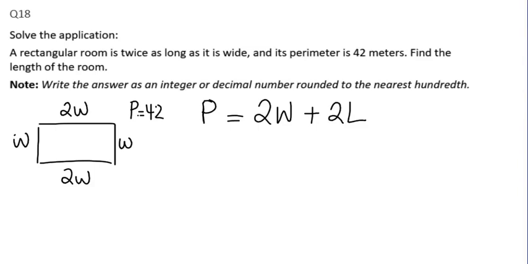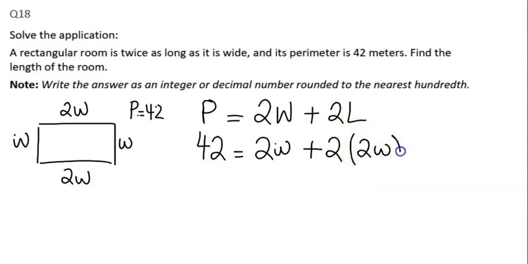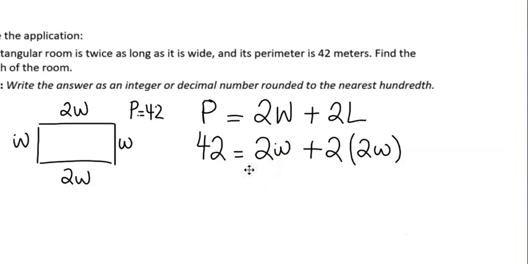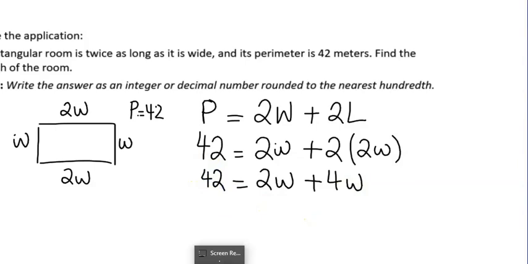All right, so perimeter 42. The width I call W. And the length is what? 2 W's. And in the place of the length, I write 2W. How many W's do I have here? 2W. What is 2 times 2W? 4W. So this is 2W plus 4W equal 42. What is 2W plus 4W? 6W.